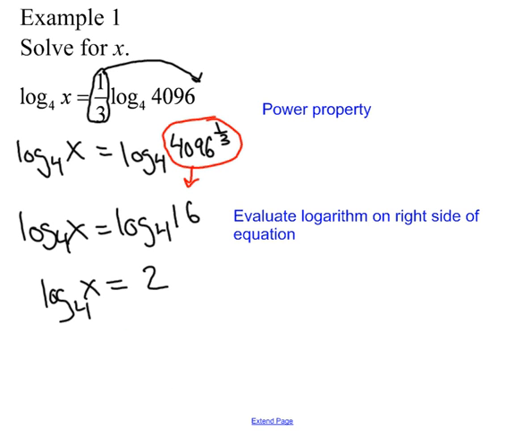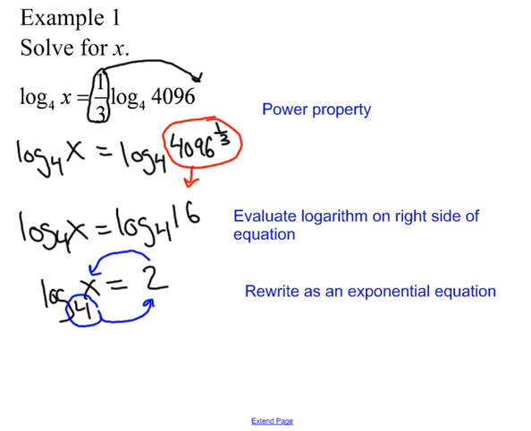Okay, now that I'm here, I could finally rewrite this as an exponential equation. Remember, if you're going to rewrite a logarithm as an exponent, follow the arrows. If you recall from my first video, follow the arrows. You're going to get 4 squared equals x. So that means that 16 is equal to x. And that's our final answer.